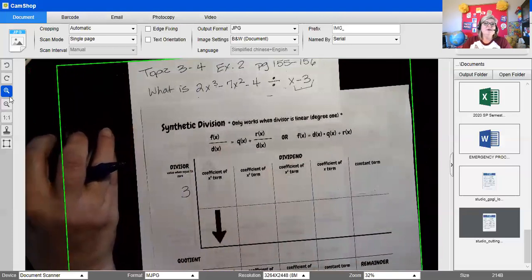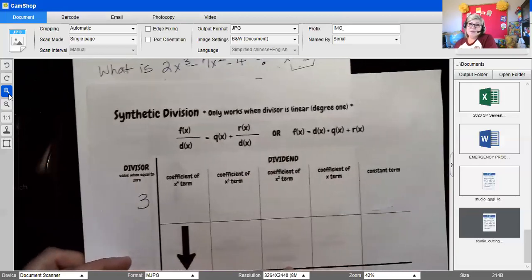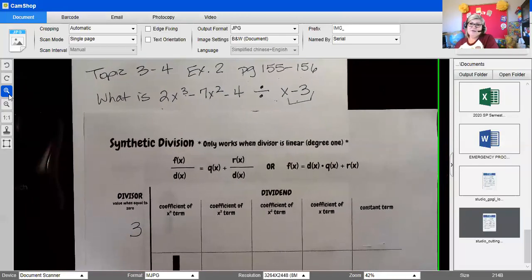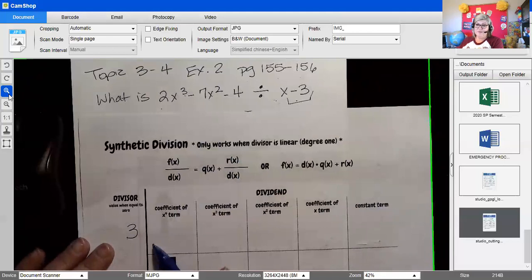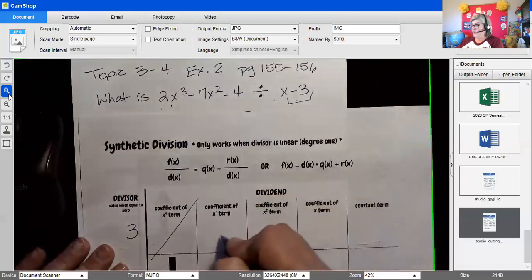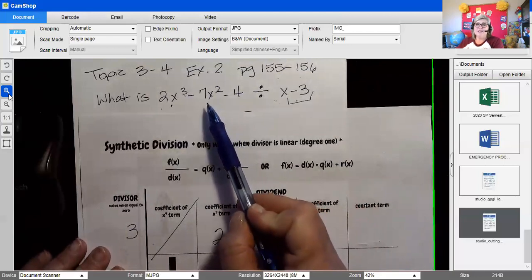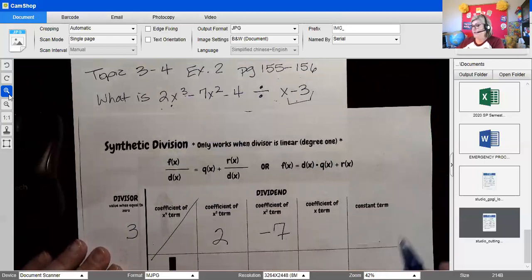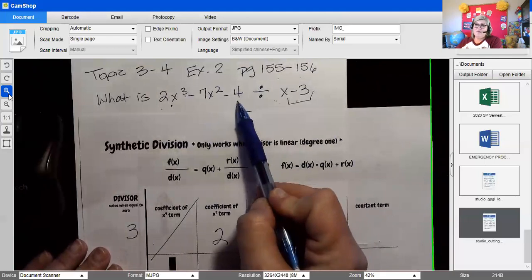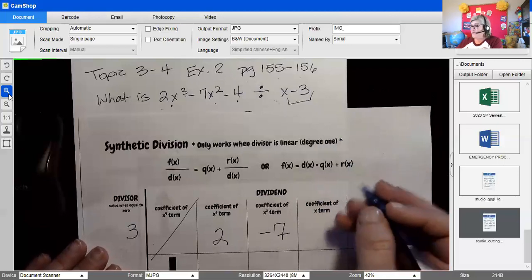Next, we're going to have to fill in the coefficients only of each individual term. So we have an x cubed term. We don't have an x fourth term, so we're not going to do anything here. We're going to fill in the coefficient of our x cubed term, which is 2. Then we have a coefficient of our x squared term, which is -7. We do not have a coefficient for an x term. So that coefficient is going to be 0.